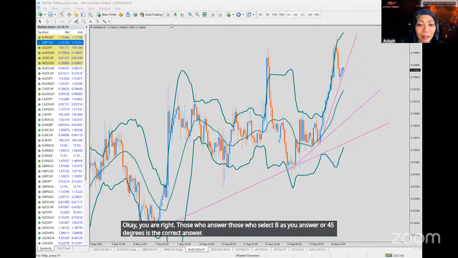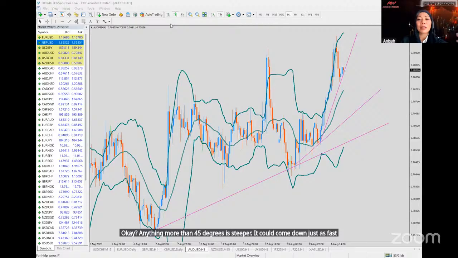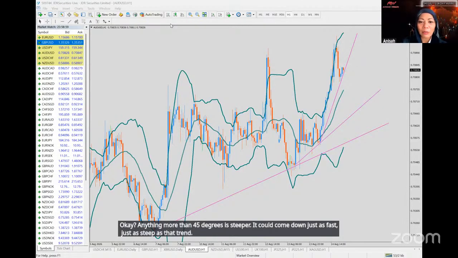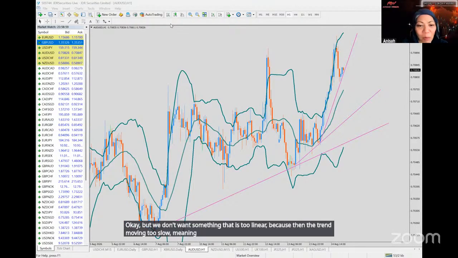The healthiest trend line should move at 45 degrees. Anything more than 45 degrees is steeper. It could come down just as fast, just as steep as that trend. But we don't want something too linear, because then the trend is moving too slow, meaning there's not enough momentum, very small buyers and all that. All right, well done.